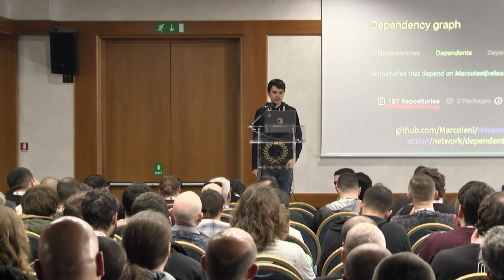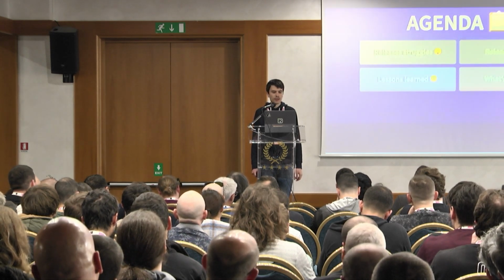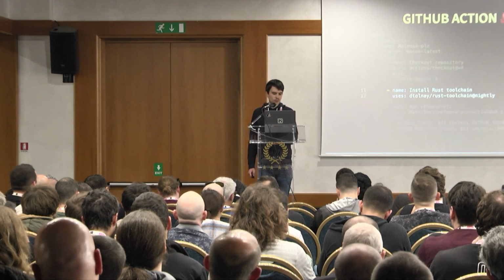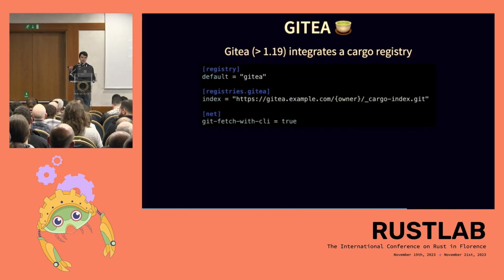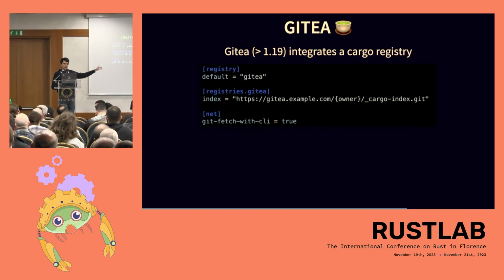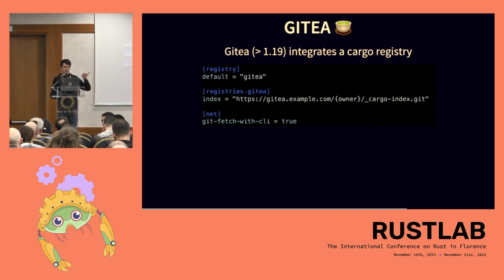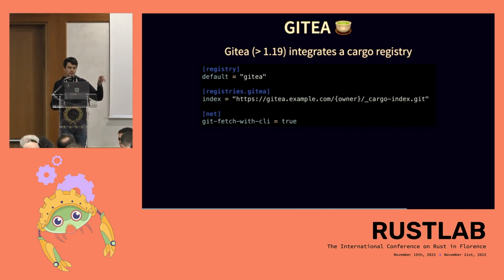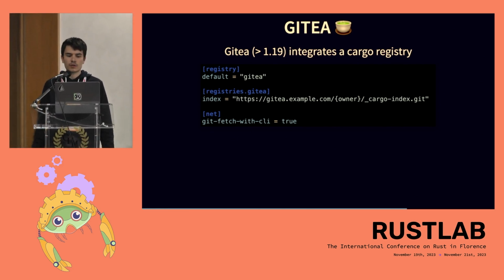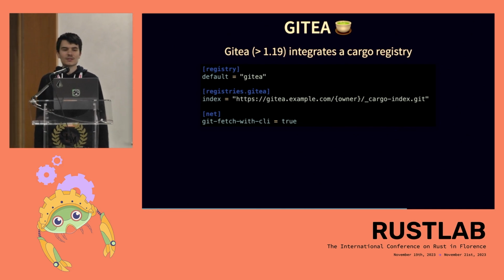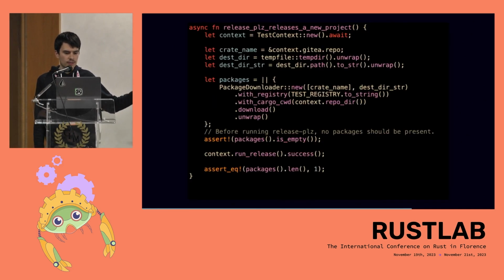Yes, so Gitea from version 1.19 can basically act as a cargo private registry. So here you can configure it like this. You create this repository called underscore cargo index, something like that. And yeah, it takes this repository and it works as a cargo registry. Yeah, so for example, this test checks that I can release to a cargo registry. Cool, thanks.